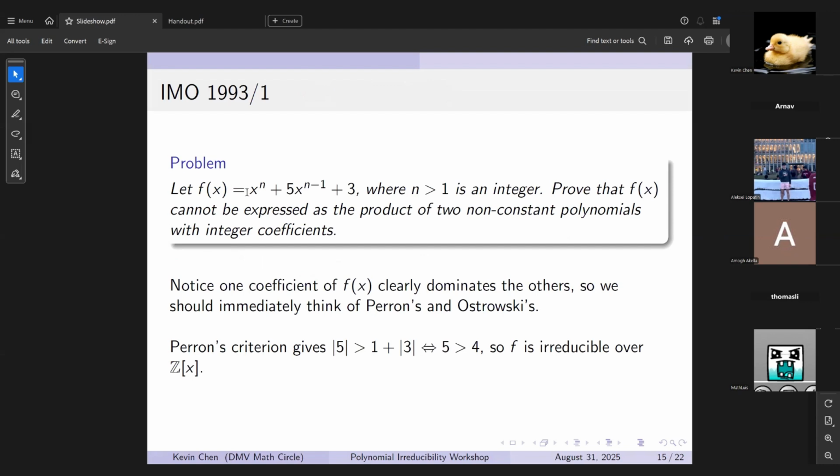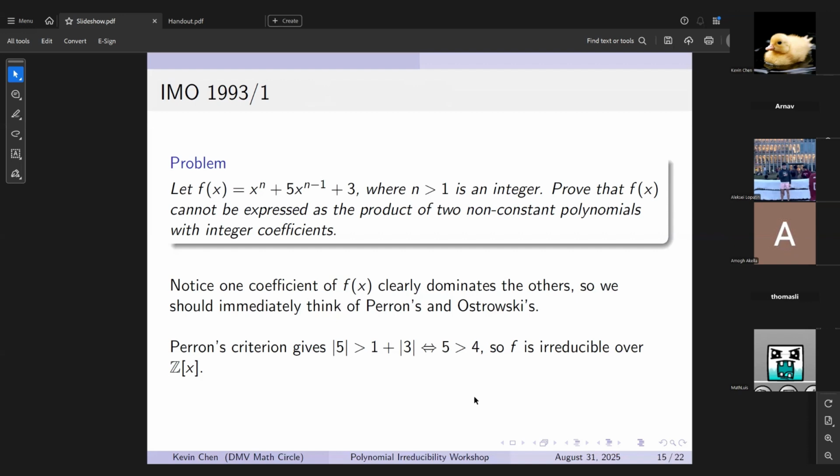And in this polynomial over here, we have one coefficient clearly dominating all the other ones because it's 5 and it's 1 and 3. So 5 is clearly the largest coefficient by far. And so that means we should immediately think of Perron's and Ostrowski's criteria. Well, in this case, we're going to be using Perron's criterion because 5 is the second coefficient over here. So that's just 5 is greater than 1 plus 3, 5 is greater than 4. That's clearly true, so we have f is irreducible over Z.